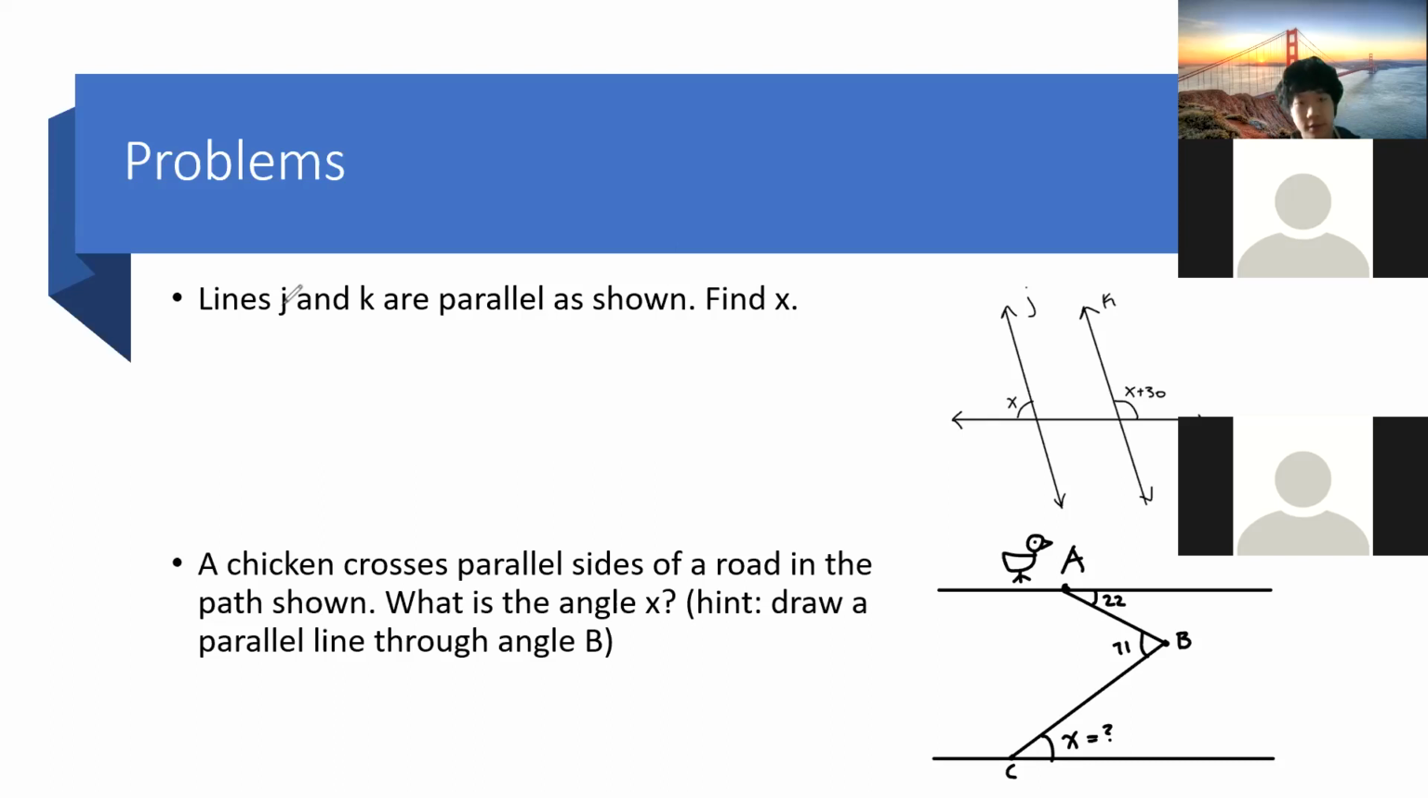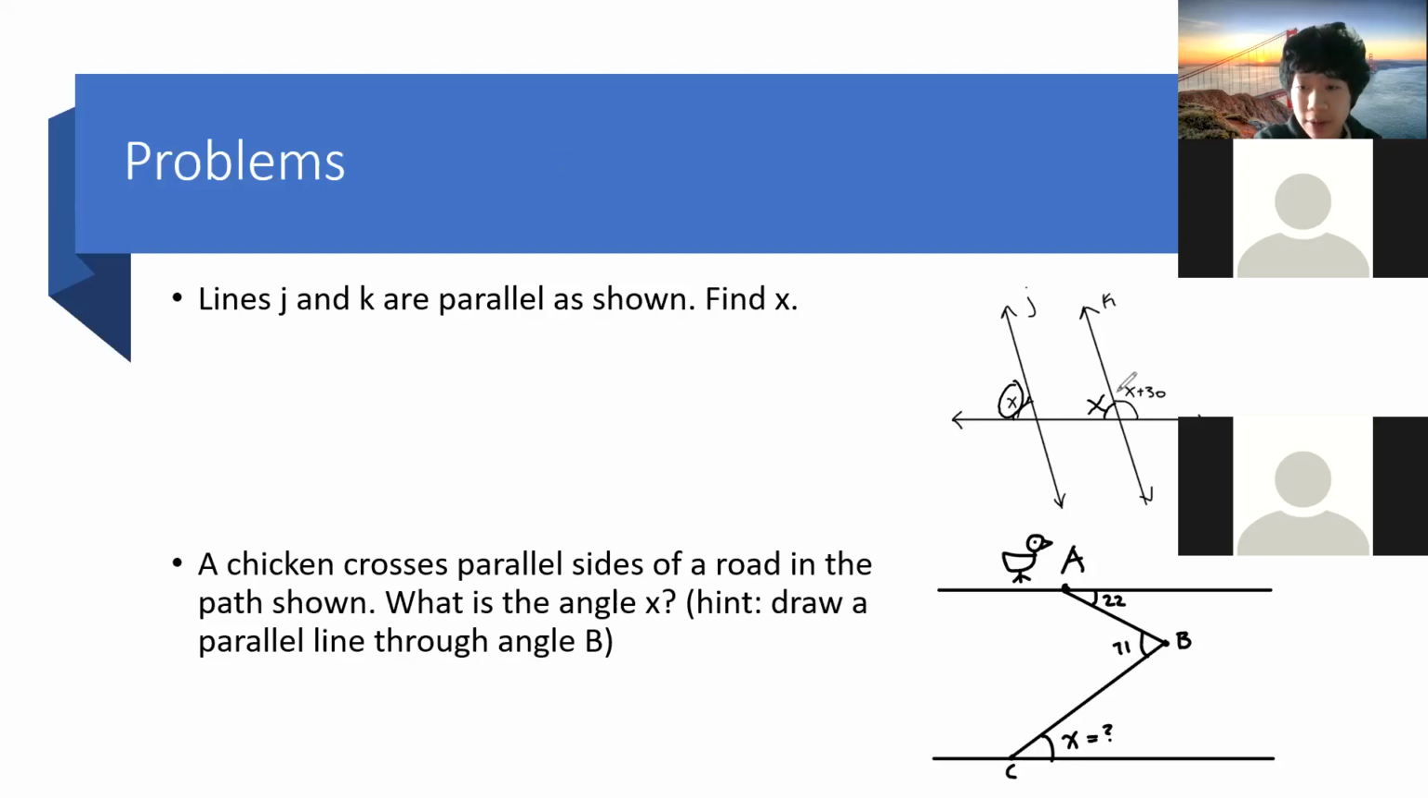So for the first one, lines J and K are parallel, which means that the other line is a transversal, okay? So this means that if that was X, then this must also be X, right? Because they're both acute angles, so we're going to infer that they are the congruent ones, okay?